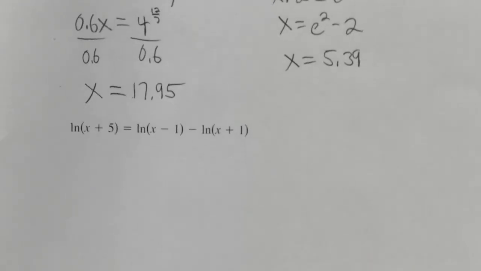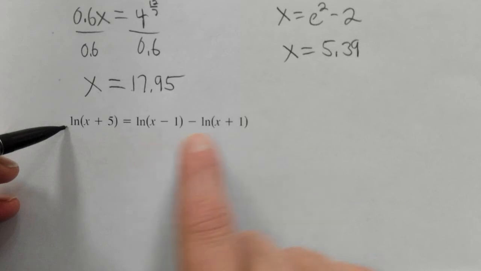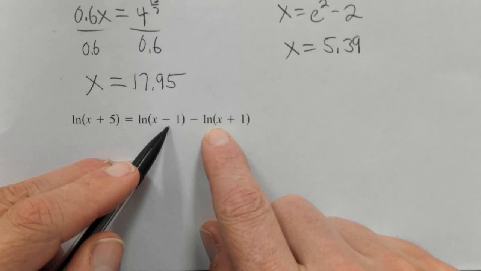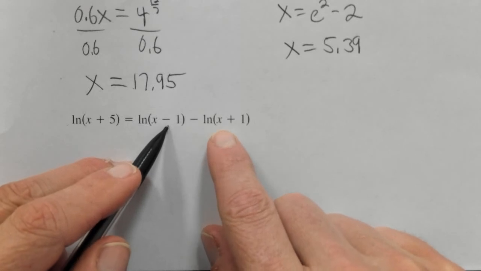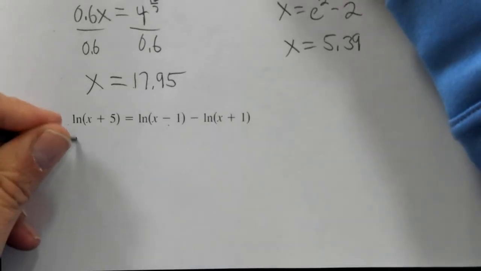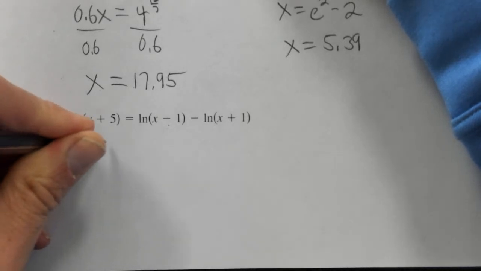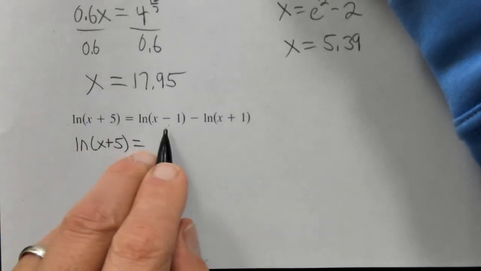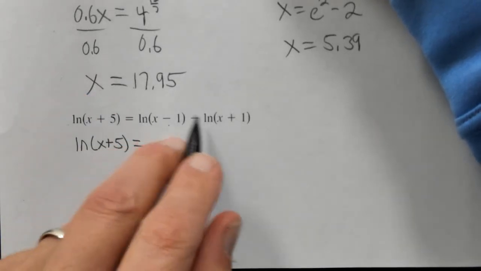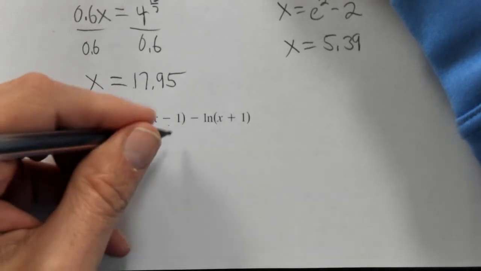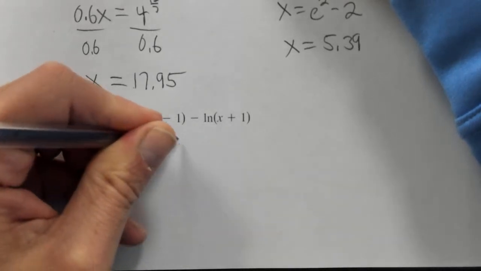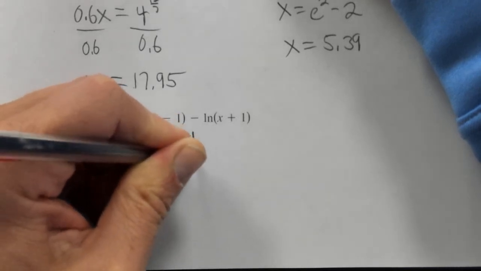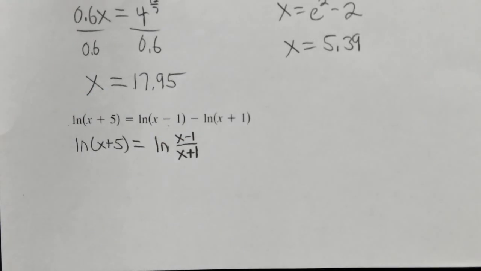Let's see. Okay, so on this one, you've got several natural log terms. And the first thing I'm going to do on this side is use one of the properties we had learned in the previous lesson to combine these together. So I'm going to write this. Natural log x plus 5 equals. Remember the property, if you have natural log terms subtracted, we can write it as a quotient. That's the natural log of x minus 1 over x plus 1. Okay? All right, so we're using that property.